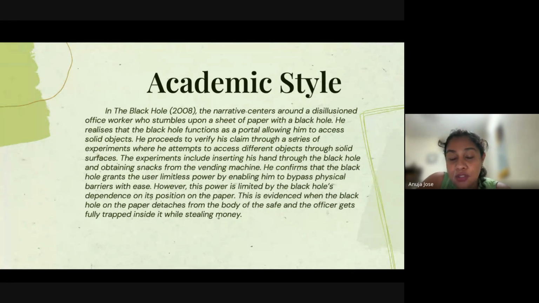This is evidenced when the black hole on the paper detaches from the body of the safe and the officer gets fully trapped inside while stealing the money.